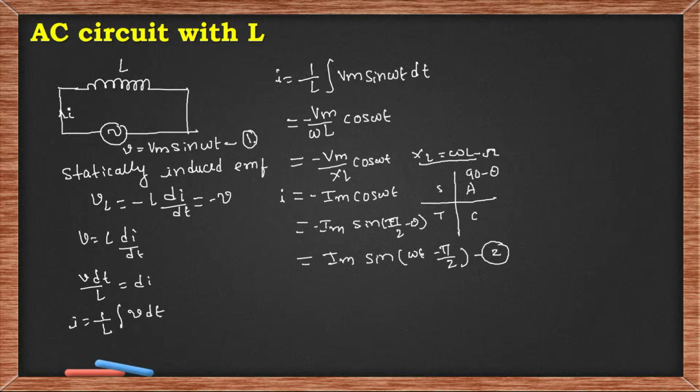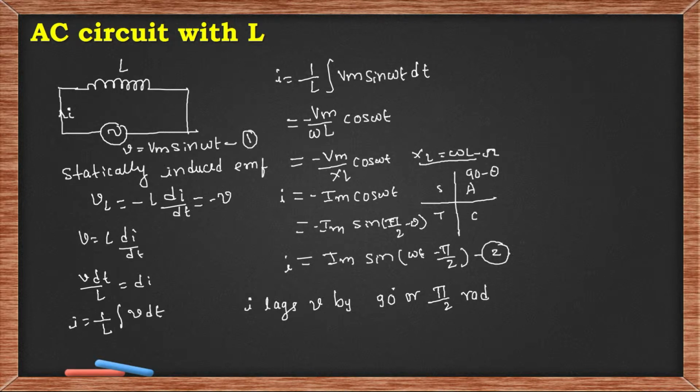By comparing equation number 1, V is equal to Vm sin omega t, and the instantaneous current, I is equal to Im sin omega t minus pi by 2, what we can say is that the current lags by 90 degrees in pure inductor. That means in pure inductor, the current I lags voltage by 90 degrees or pi by 2 radians.